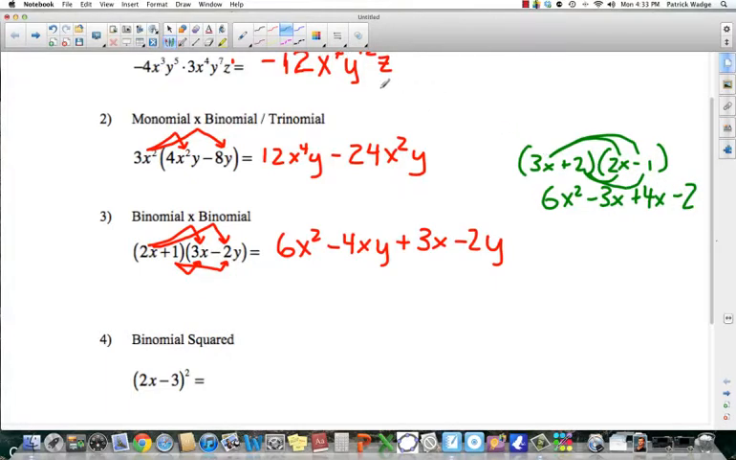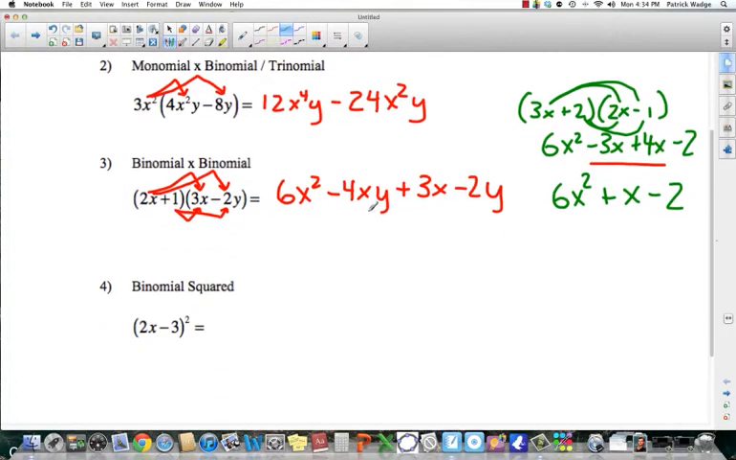And we won't stop there because if you look, you can combine these two terms. You have negative 3x plus 4x. So we end up with 6x squared. Negative 3x plus 4x is positive 1x, or just plus x, minus 2. And now we're done. None of these are like terms. We can't combine any of those. Okay, but make sure you look. Oftentimes you can combine two of the terms, and it's usually the two in the middle.